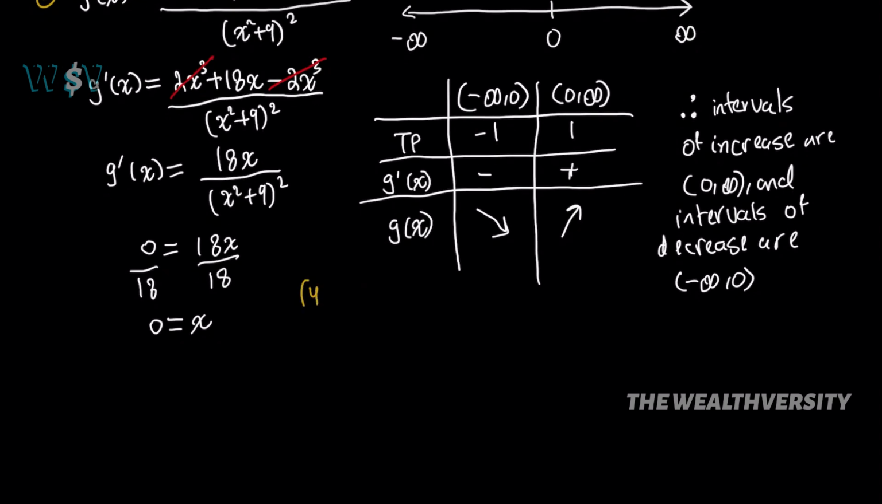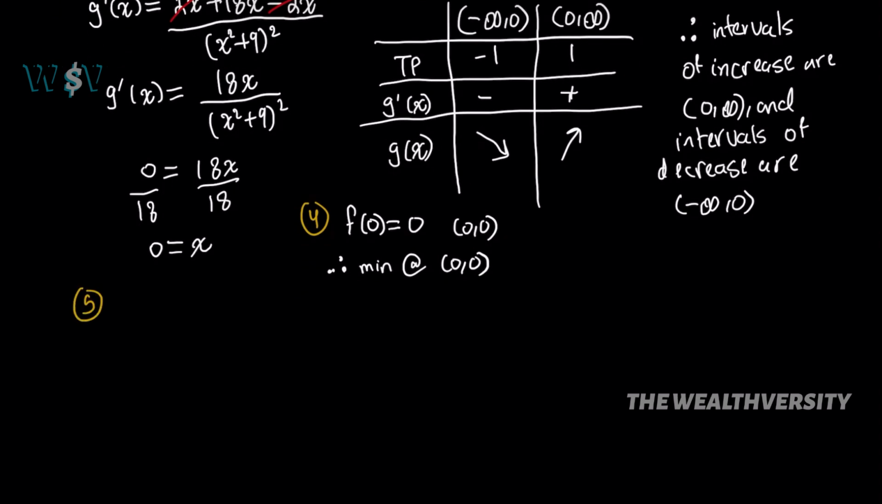The fourth step is finding maximums and minimums. Since there is a change from decrease to increase at x equals 0, we sub in 0 into the original function to find that we have a minimum at (0, 0), which is the origin. The fifth step is finding the intervals of concavity.